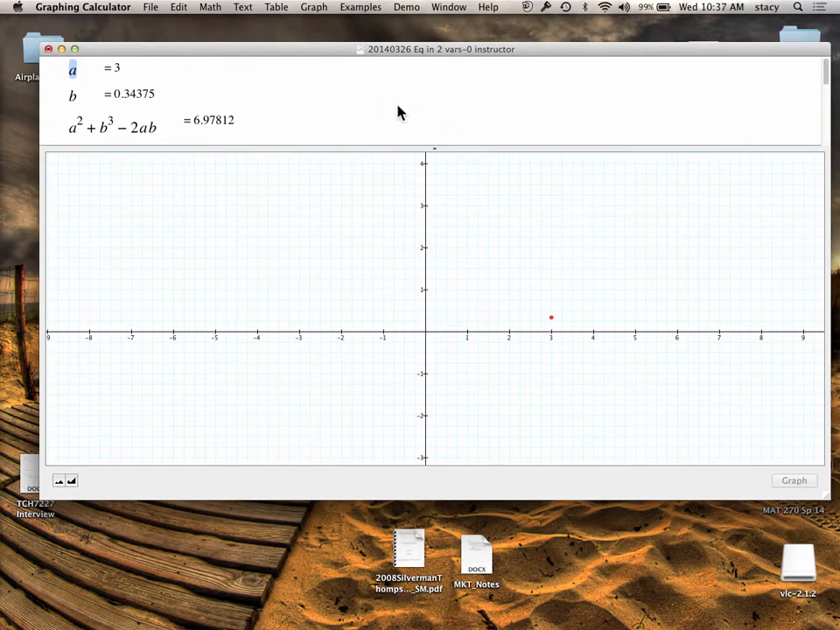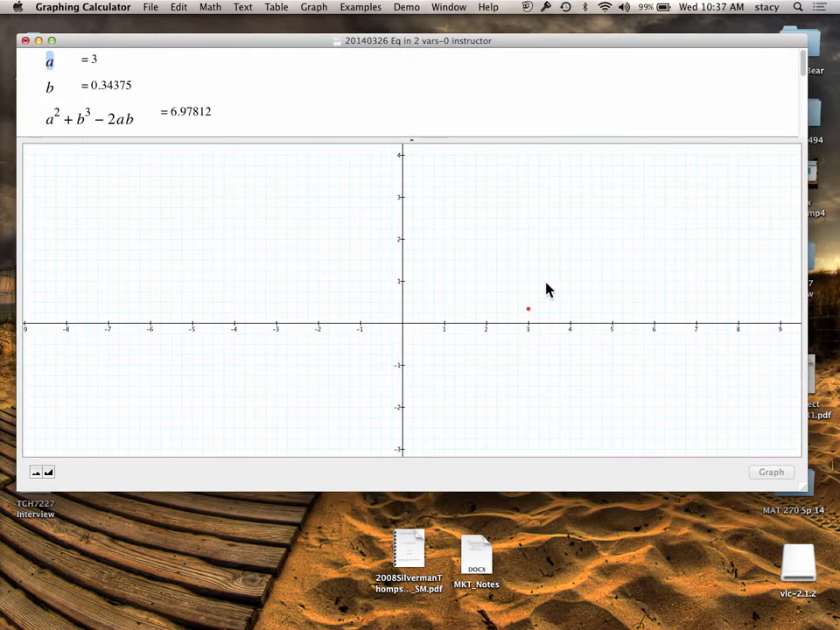Okay, so you see something like this when you open up your graphing calculator file, right? And you've got this red dot here. If you click on it, you can move it around, and notice as you move, the values of A and B change in correspondence to the x coordinate and y coordinate of the point. And then notice that this equation, a squared plus b cubed minus 2ab, the corresponding output for the given a's and b's gets spit out, right?